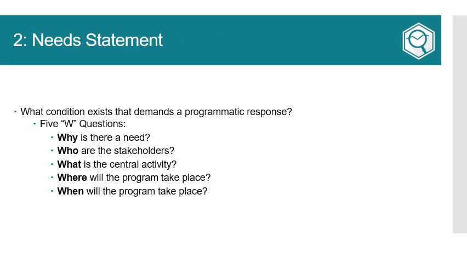Once we've conducted our situational analysis, we can move on to a needs statement. A needs statement is going to be a clear description of the issue, challenge, or need that the program seeks to address. It condenses the information that we gathered in the situational analysis to form a clear, succinct, and detailed description of the need. A comprehensive needs statement will answer the 5 W questions: why the need exists, who the key stakeholders will be, what the central activity of the program will be, where it will take place, and when.